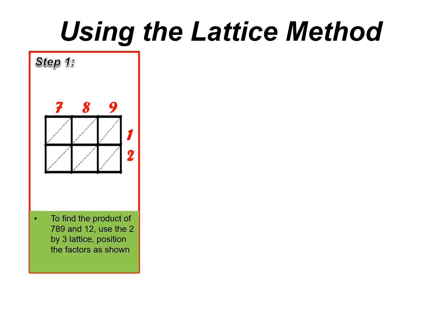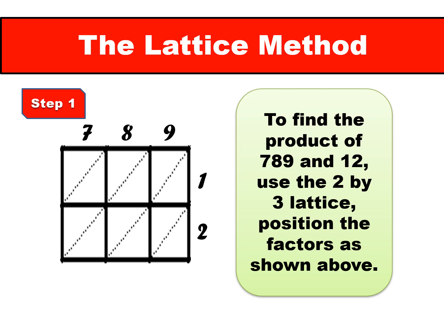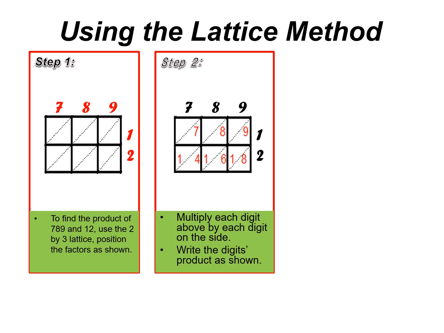This time, you will learn the lattice method. There are only 3 easy steps. Step 1. To find the product of 789 and 12, use the 2 by 3 lattice. Position the factors as shown. Step 2. Multiply each digit above by each digit on the side. Write the digits product as shown.